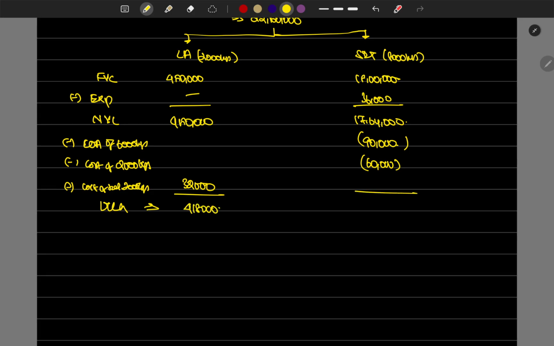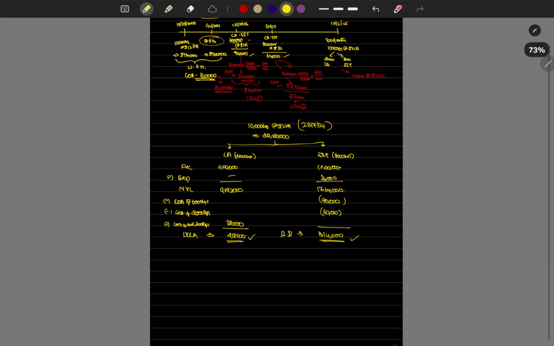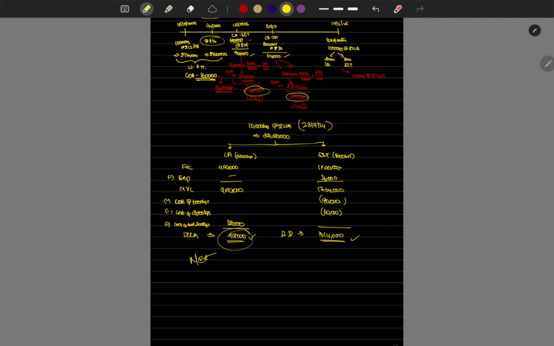What's the business income? The business income is 18 lakh minus 17 lakh 64,000 minus 90,000 minus 60,000, which is 16 lakh 14,000 is the business income, right? So we got the business income and we got the LTCG also. This is the gross LTCG. We have to net it off with this value and we get the net LTCG. That's it, the problem is over.